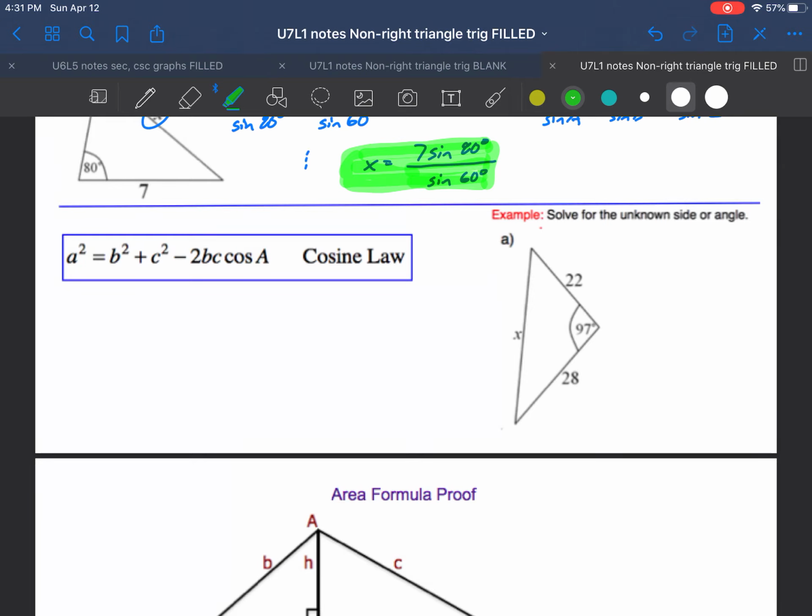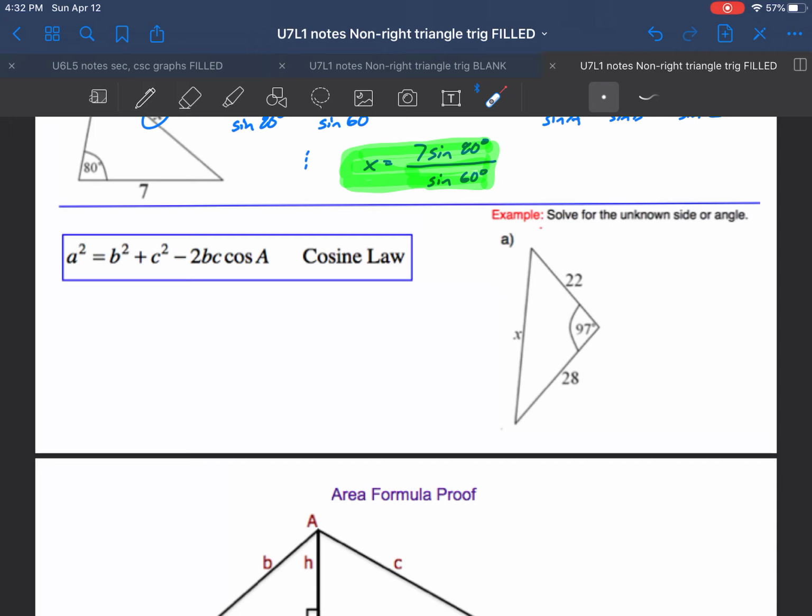The other law we have is, shocker, called the cosine law. This thing looks eerily similar to the Pythagorean theorem. We've got a squared equals b squared plus c squared, but here we have this extra part. It's interesting because if angle A here is 90 degrees, well, we hopefully know the cosine of 90 is 0. This zeroes out, so this actually is the same as the Pythagorean theorem. When A is 90, this part all zeroes out. So this is a more general form of the Pythagorean theorem.